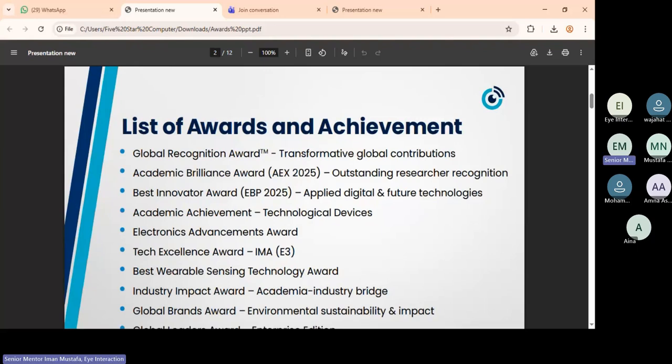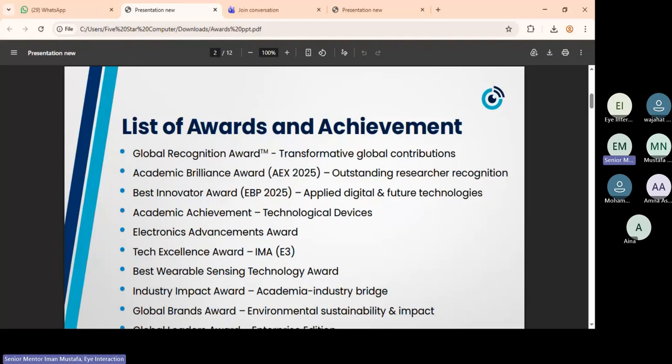So first of all, these are the list of awards and achievements, right? First of all, why do these awards matter? This is a very general question that every student may ask: why do these awards matter besides research papers and besides so many evidences that students may gather? So what is the importance of these awards, right? So first, let's understand why these awards are important.